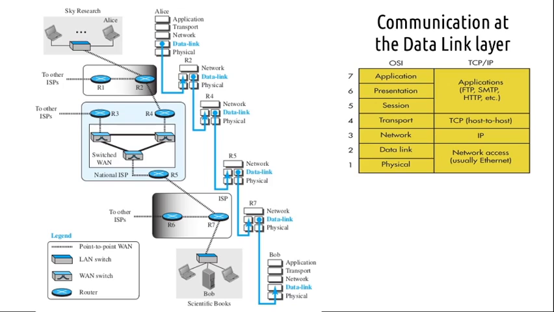So for this Alice machine, the destination physical address will be the physical address of R2, the network interface of R2.